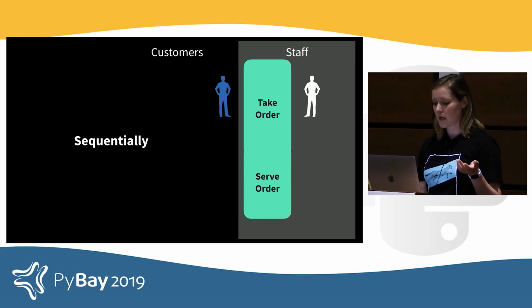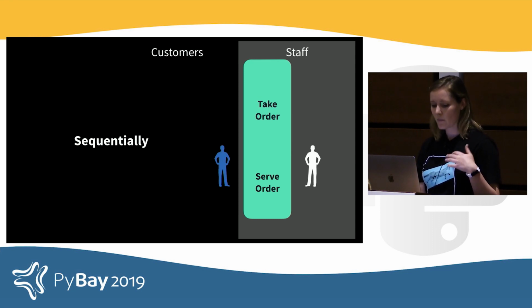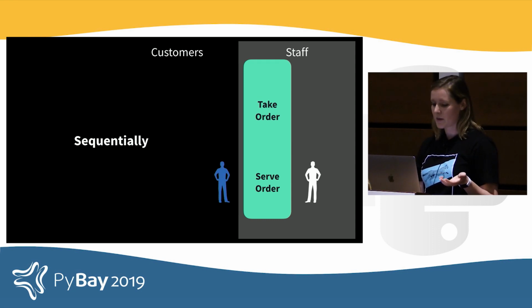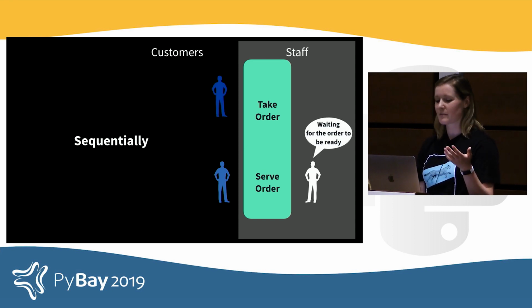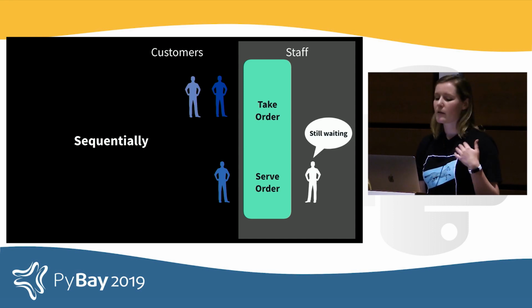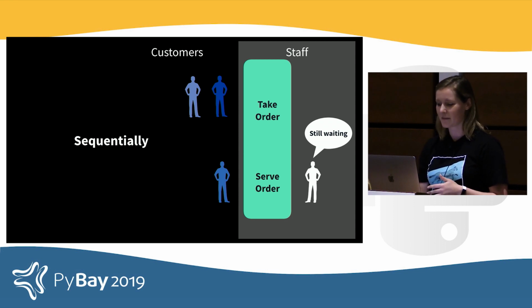So right now, they're taking their first order. Now they're waiting for the order to be prepared. They're still waiting, and you can see that there's a customer waiting for their order to be taken. However, they need to serve this first order before they can go take an order. They're still waiting, and there's another customer lining up to have their order taken.